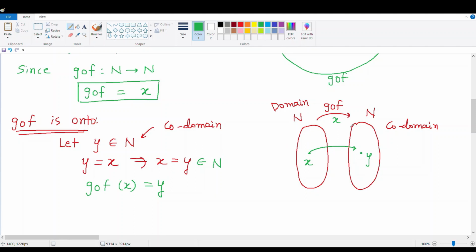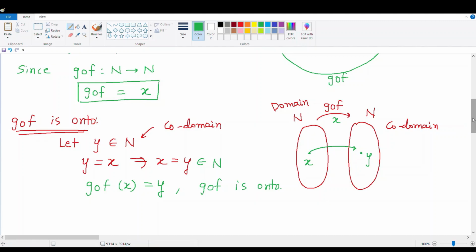This x was nothing but what function? G of f. So that means g of f of x is equal to y. And as soon as we have that, we can say what? That g of f is onto. Why? Because y equals x means x equals y, which is definitely going to belong to our domain. And that is nothing but our function, g of f is equal to x. So that means g of f is nothing but y, and that means that g of f is an onto function.